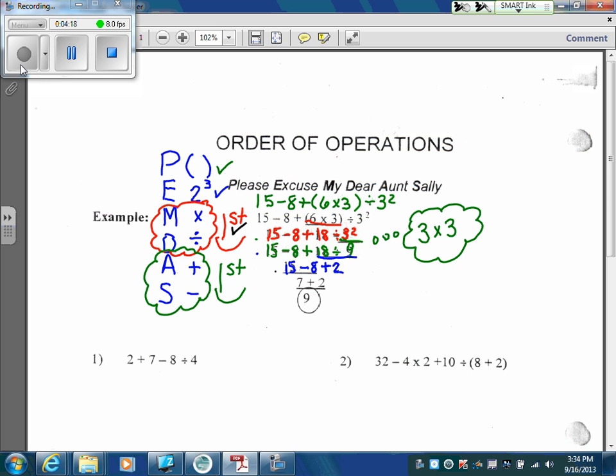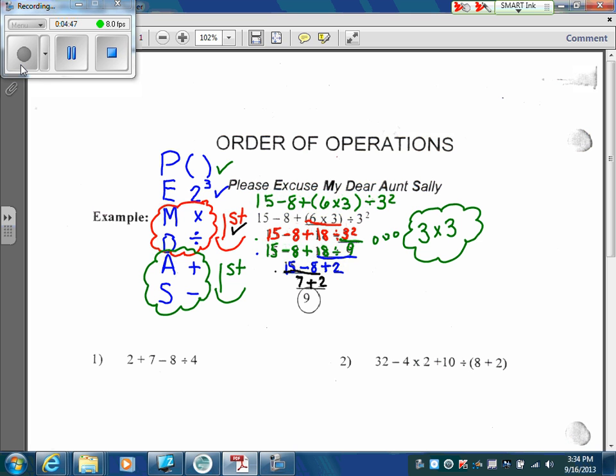Add, subtract, remember it's the same thing. Add or subtract, whichever one I see first. Scan left to right. I'm going to stop. I see subtraction. I'm not going to pass subtraction to get to addition just because I see the A first in PEMDAS. That's special. Add, subtract, whichever one I see first. I see subtraction. 15 minus 8 is 7. Bring down everything else that you have not done.